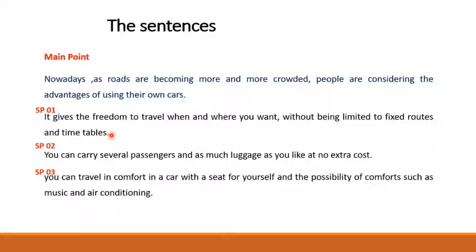Okay, we have written the second sentence, right? Then the third, you can carry several passengers and as much luggage as you like at no extra cost. Good. So we have written a sentence for the second supportive point. And this is going to be the third supportive sentence. You can travel in comfort in a car with a seat for yourself and a possibility of comforts such as music and air conditioning. Right? I hope you understood the way of developing some sentences, especially the sentence for the main point and the other sentences for the supportive points.